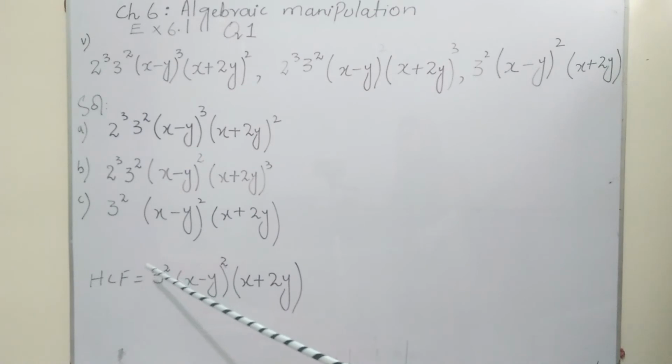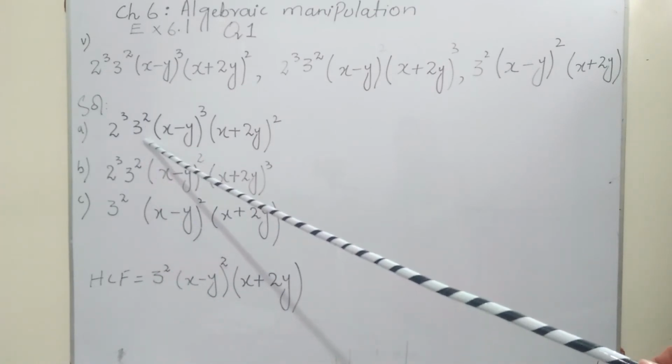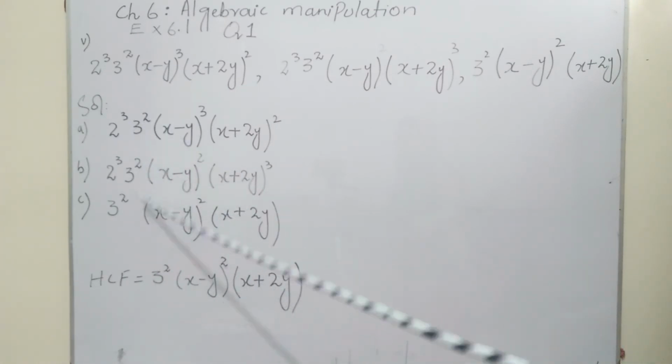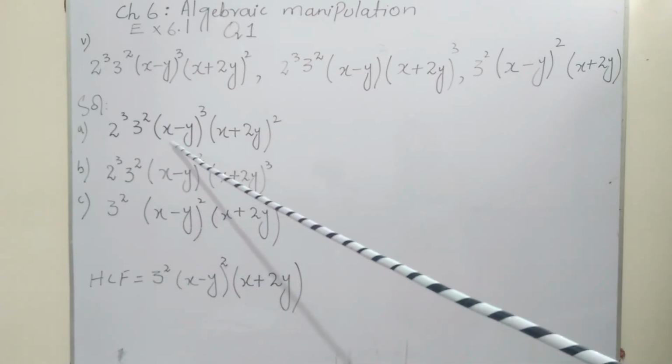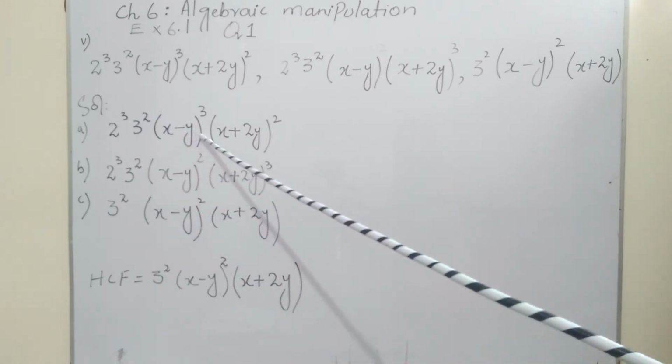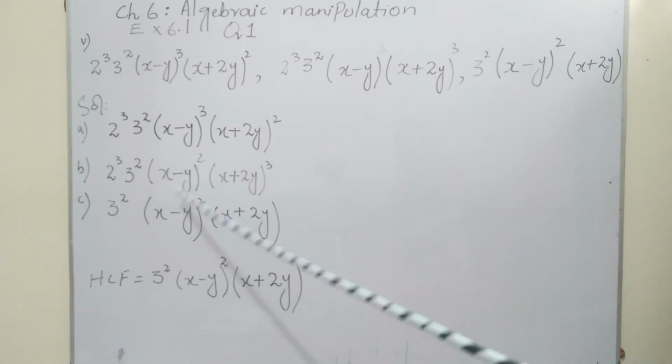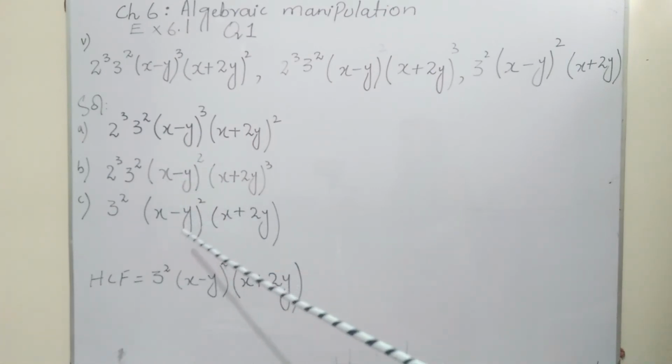Now we move to 3 square. The next term is 3 square. 3 square is present in all the three terms, so we can take it as a common factor, and so it is present in the highest common factor, 3 square. Now we move to the expression which contains (x minus y) whole cube, (x minus y) whole square, and (x minus y) whole square.